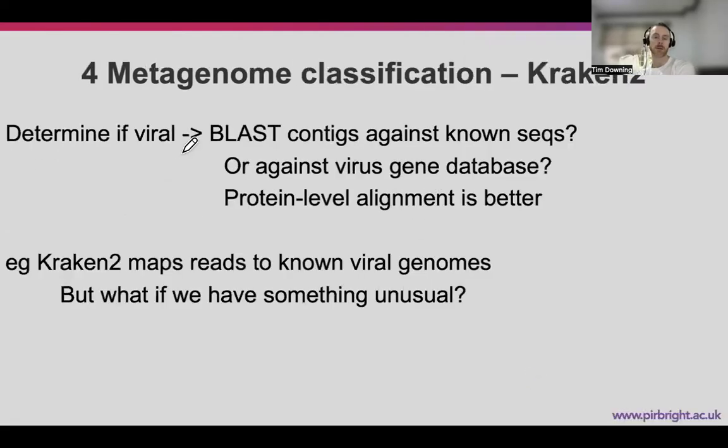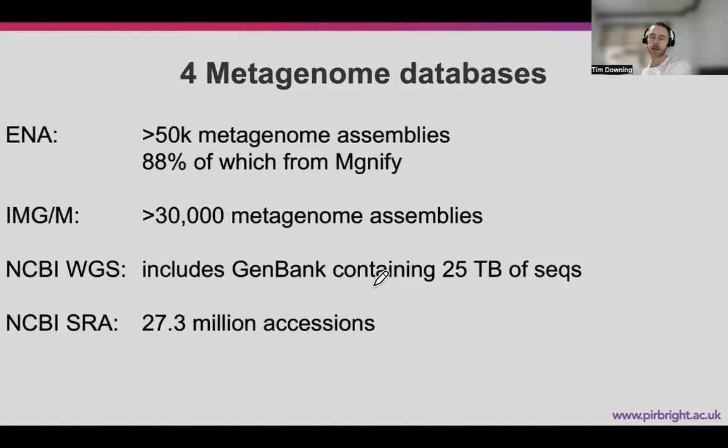What we can do after that is BLAST the contigs and look up different databases. Protein-level alignment may be better. Kraken 2 is certainly effective if you have known viral genomes, but if it's something unusual, it may be arguably less effective. There are lots of existing databases such as the ENA, IMG/M, and the NCBI with lots of information. So your choice of database and reference information really depends on what information you're trying to explore.